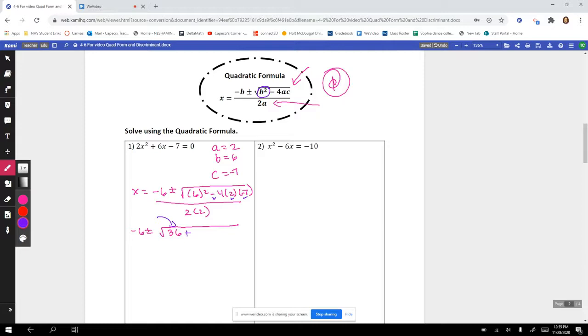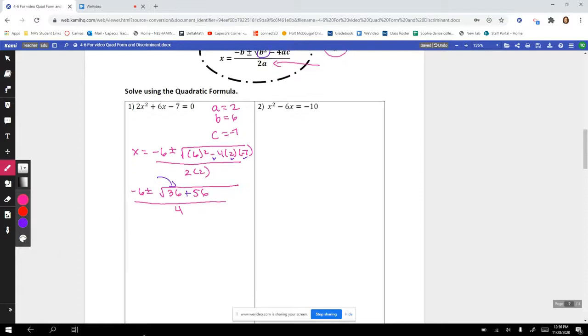4 times 2 is 8. 8 times 7 is 56. That way you're not concerned about, do I use the negative twice, or did I do it enough, or is it negative 4, or is it times negative 4? So I just feel like that's the easiest way for students. All over 2 times 2, which is 4.